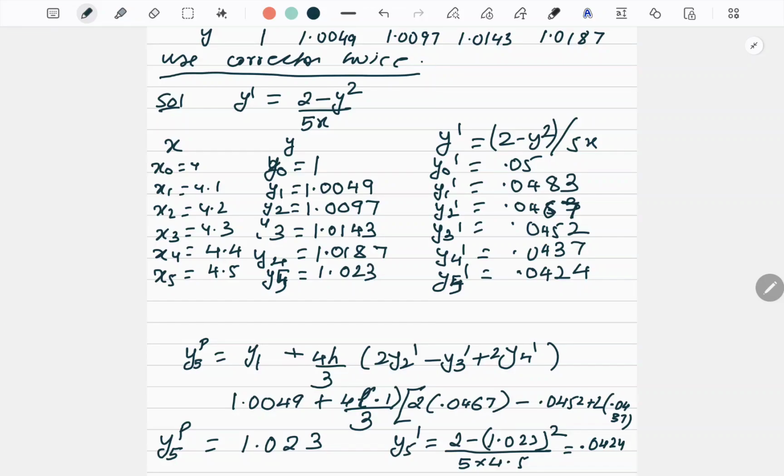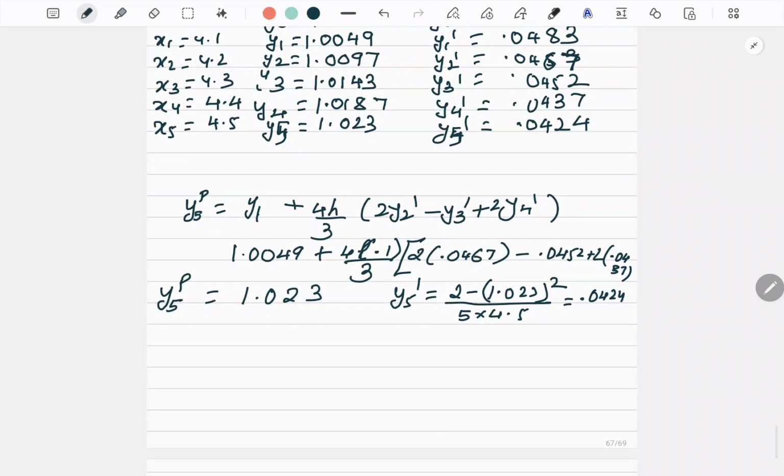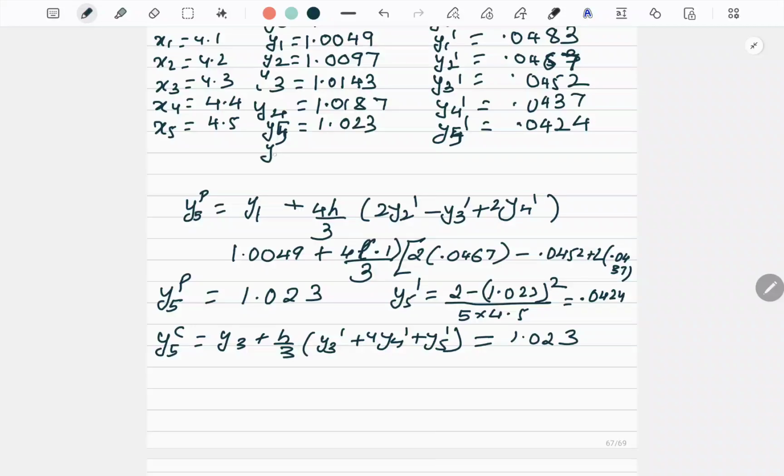Now, in the question it is mentioned to use the corrector twice. So what you have to do now, you will first apply the corrector formula once. So y5c is equal to y3 plus h by 3 y3 dash plus 4y4 dash plus y5 dash, which is equal to, you put all the values, you will get 1.023. So new value of y5 is 1.023.